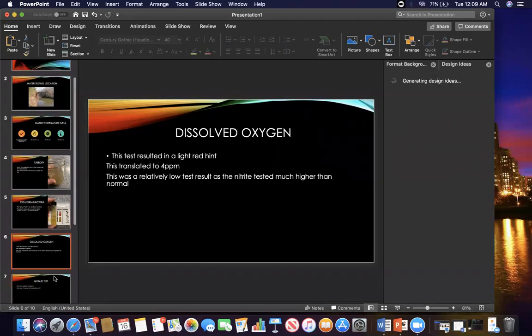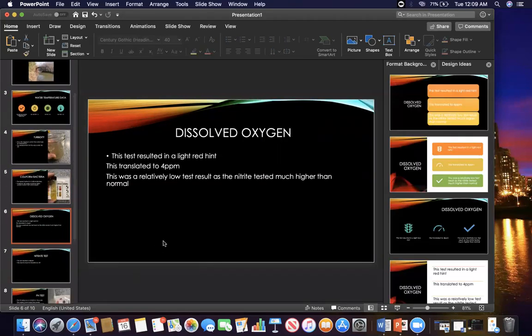Next, we can talk about the dissolved oxygen. When we did the dissolved oxygen test, we can tell that it tested relatively low. We have it at 4 ppm, which is essentially midway. It isn't as low as it could be, but it certainly isn't as good as it could be either. Moving on to the next portion, we'll see why it was lower.